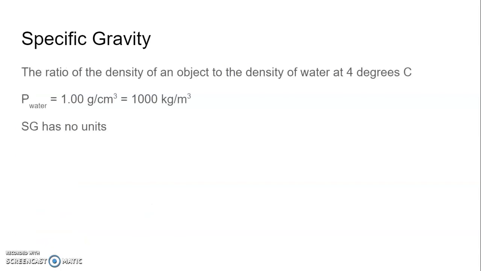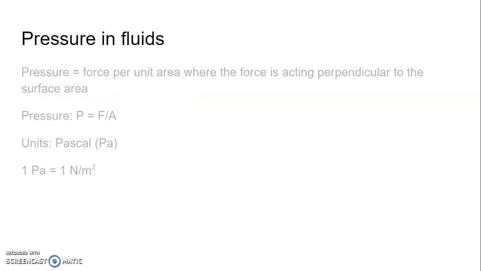Specific gravity, that's the ratio of the density of an object to the density of water at 4 degrees Celsius. So the density of water is 1,000 kilograms per cubic meter. Specific gravity, since it's a ratio, has no units.